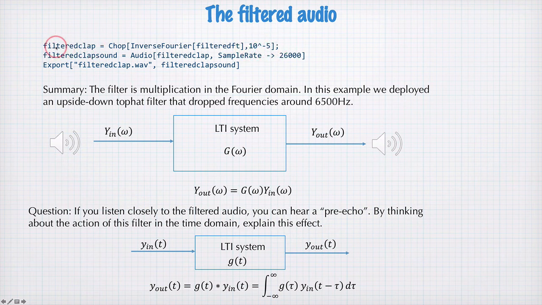And this gives me the data that I can then convert into an audio object that I can then listen to. All right, and I mentioned here to create that audio object, which I've called filtered clap sound, I've got to tell it what the sample rate is as well, because otherwise it doesn't know how to interpret the string of numbers. So in summary then, here's our input.